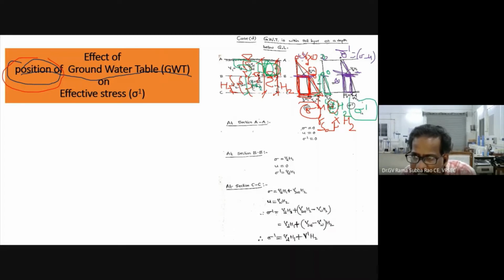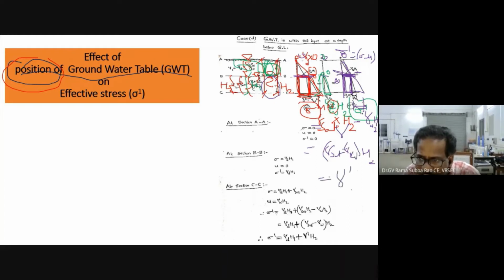So that's why gamma d into H1 is constant. Now let me enter into the submerged portion. In fact, you see here, I can write now without any hesitation. This will be gamma sat H2 minus gamma W H2. So now H2 is common, undoubtedly. I can take H2 common. Now what I'm getting? Gamma sat minus gamma W, which is equal to gamma prime. If you are not happy with prime, you can write submerged, sub, into H2.